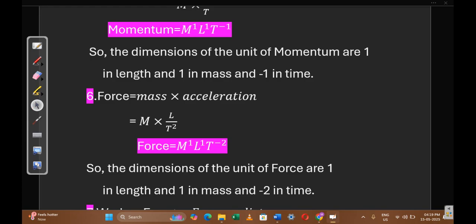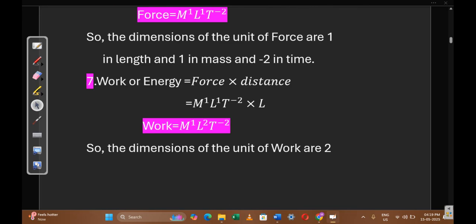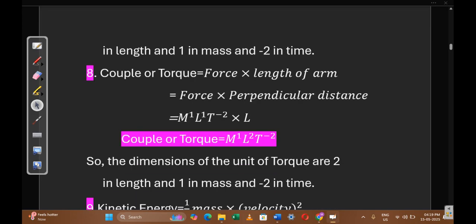Next one is work. Formula for work is force into distance, so its dimension formula is M L square T power minus 2. Whenever we know the formula, it is easy to write the dimension formula of any physical quantity. Next, couple or torque. Formula for this is force into perpendicular distance or length of arm. Its dimension formula is M L square T power minus 2.